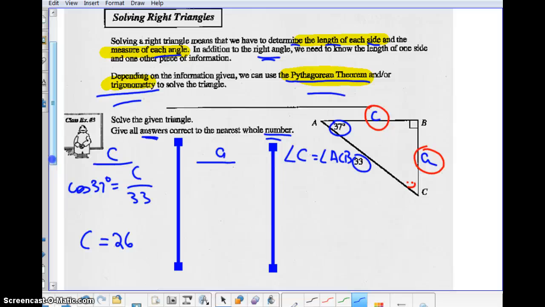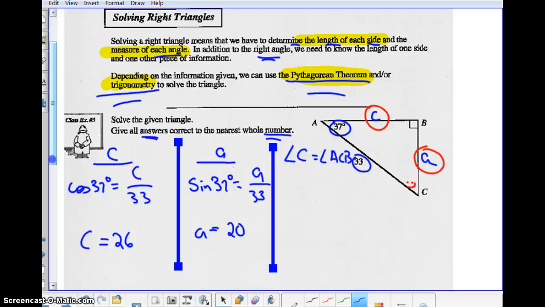In the next one, I have to find out little a. Little a, how do I find little a? Well, I'm going to have to use the equation sine of 37 degrees is equal to a over 33. Opposite over hypotenuse. Therefore, a is equal to 20.